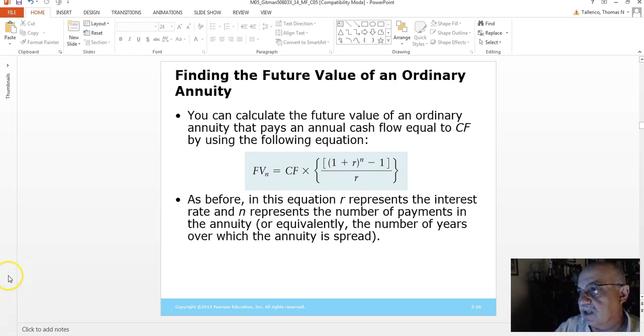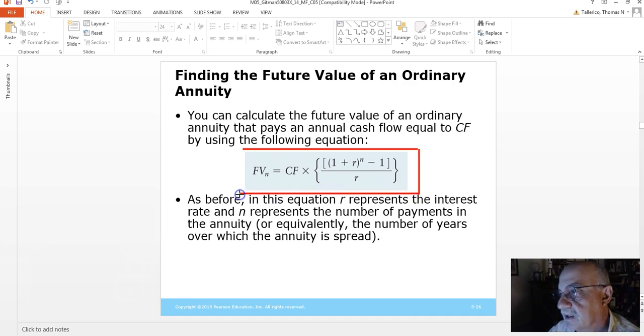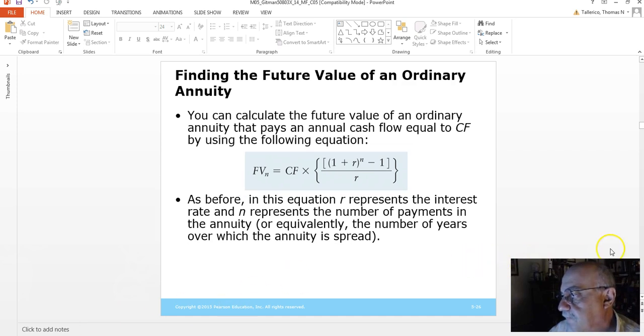All right, so we left off here for part 2, and as I said, this is the future value equation of an annuity. This is important, right? So I'll highlight this, and move on to the next slide.